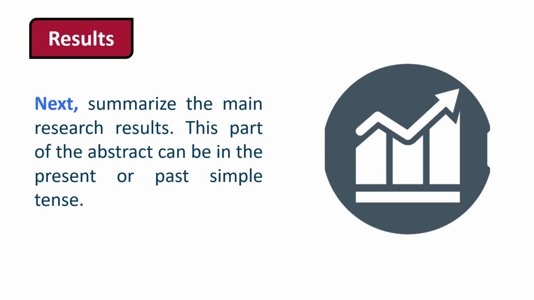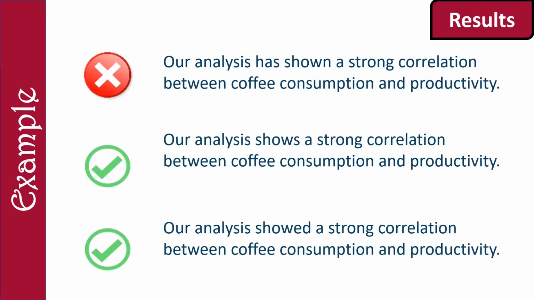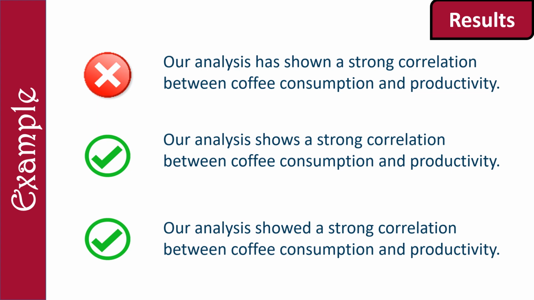Next, a tip in writing the results of your abstract. Summarize the main research results. This part of the abstract can be in the present or past simple tense. Here's an example on how to write the results of your abstract. The first one is incorrect, while the two others are considered correct.